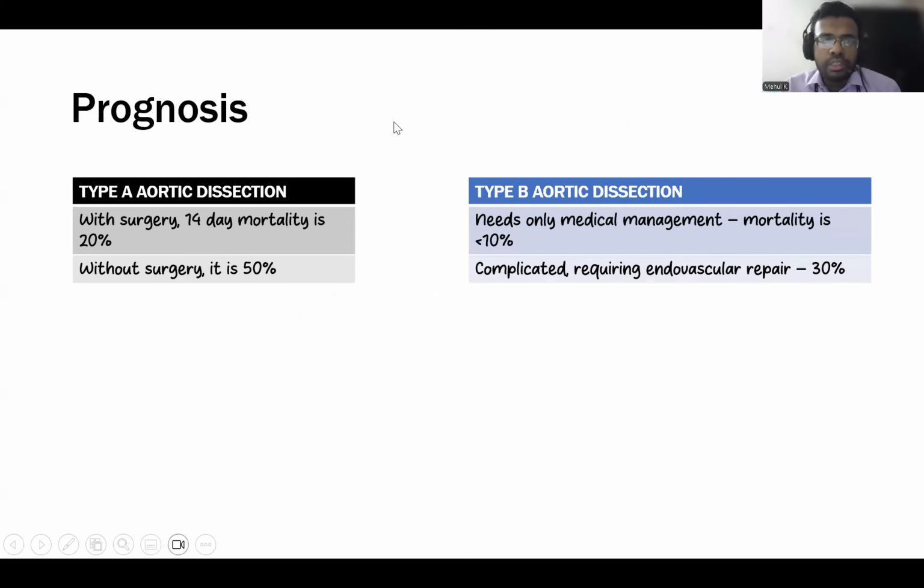So prognosis, type A is worse, obviously. Even with surgery, mortality within 2 weeks is around 20%, which is pretty high. And without surgery, half the people would be dead. Type B, if only medical management is needed and no complication, mortality is less than 10%. But if it is complicated and needing endovascular repair, the mortality can be as high as 30%. So even type B dissection can be pretty bad.